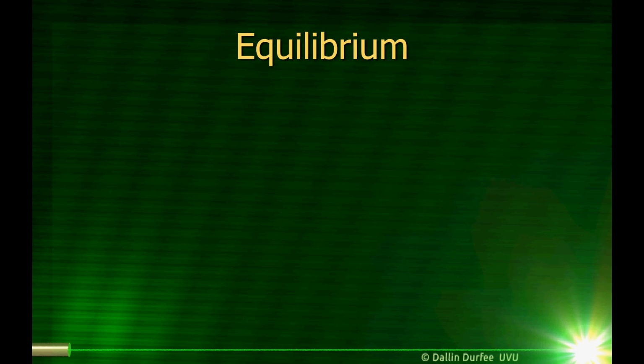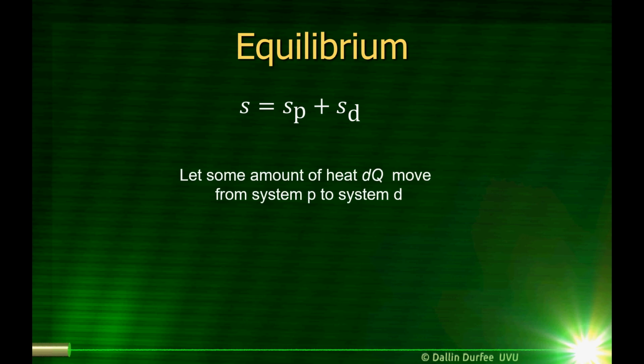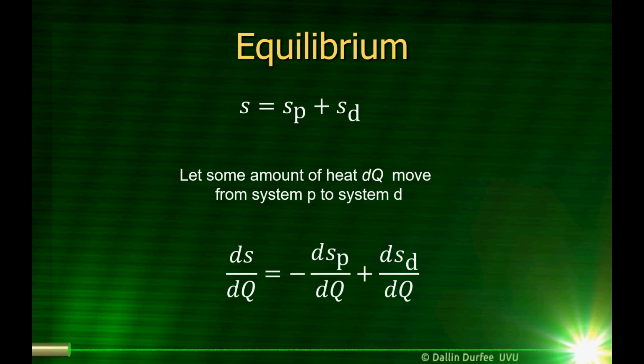So, equilibrium. In equilibrium, we go to that high entropy state. Basically, the entropy of our system is the entropy of the pennies plus the entropy of the dimes, right? And as energy goes back and forth, we are going to reach equilibrium when we have maximized the entropy of the system. So how do I maximize the entropy of the system? Well, let's let some amount of heat, dq, move from the pennies to the dimes, and we're going to see what happens to the entropy of our system as we move that energy back and forth. The change in the total entropy of the system is going to be: we take some heat out of the pennies, so the entropy of the pennies will go down by dS_pennies over dq, and the entropy of the dimes will go up by dS_dimes over dq.